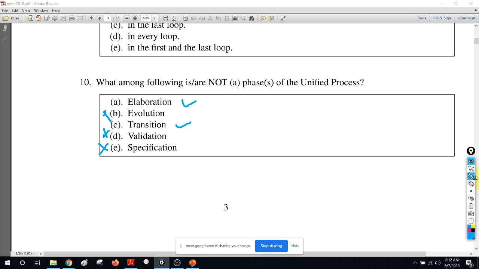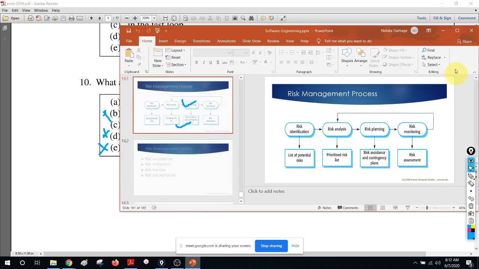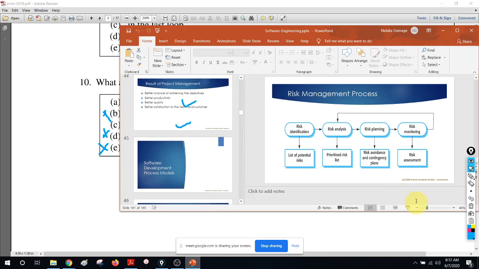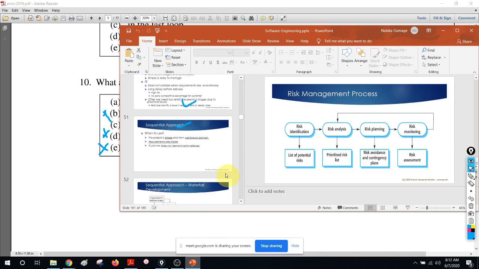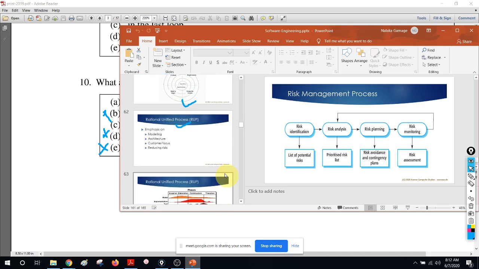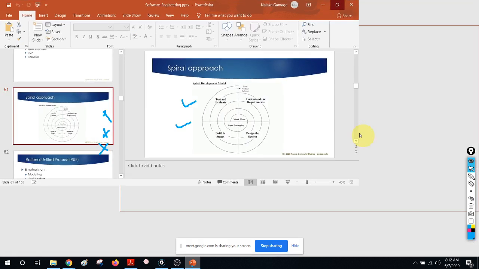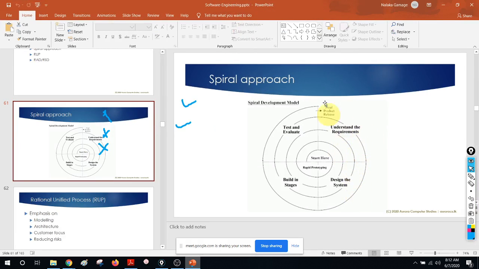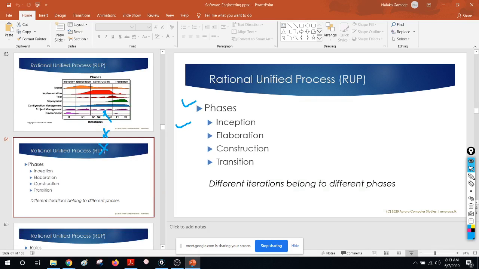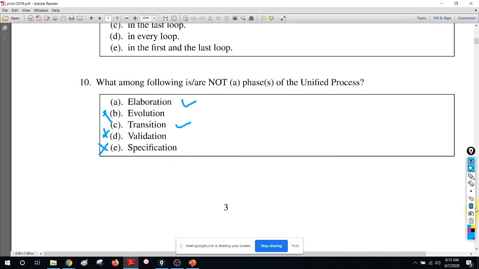Okay. So let's look at it again. We discussed those things in the very beginning, in software development process models. Now this is the spiral. Now you can see inception, elaboration, construction, transition. Right? Inception, elaboration, construction, and transition. Right. So let's move on.